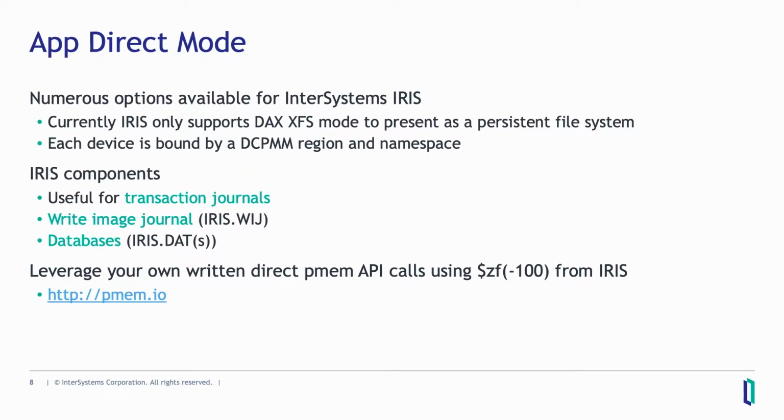The third option is you could write your own APIs. You can go to pmem.io, write your own API calls, call out using ZF-100, and access it directly through your own application. To my knowledge, I don't think we have any plans yet to create an exposed API within ObjectScript that interfaces with it, but that may change, but I'm not aware of anything at this point.